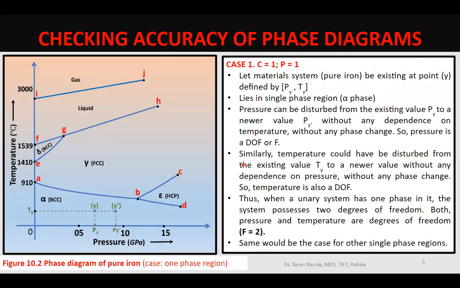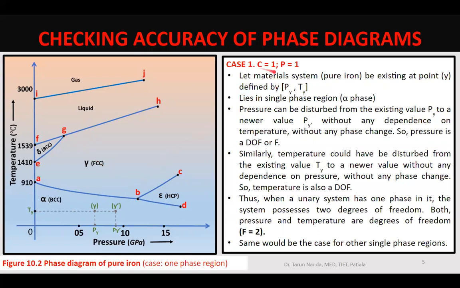So now let's check the accuracy of phase diagrams. As I said in one of the earlier sessions, we have to check for every region. Now here for illustration, for each type of region, we have three types of phase regions in the pure iron's equilibrium diagram. We have some single phase regions, we have these two phase regions, and we have these triple points. So there are three cases. Case one, when there is only one phase. Case two, when there are exactly two phases present in pure iron. And case three, the final case, when there are exactly three phases present in pure iron.